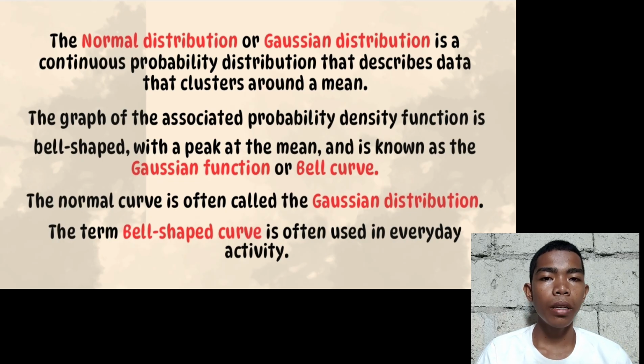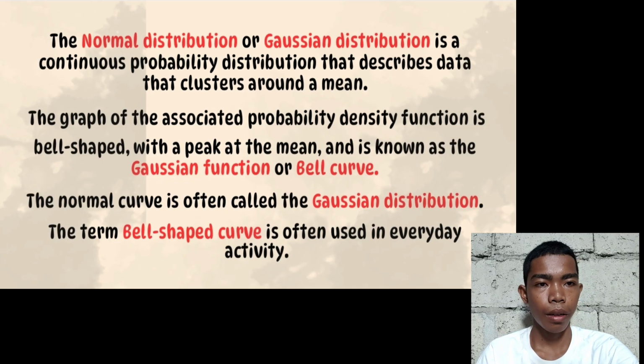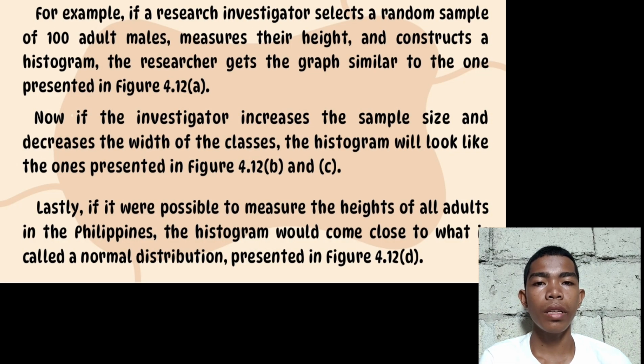So this curve is called the bell curve or Gaussian curve, and it helps us understand patterns in things like test scores, heights, or measurement errors, where most of our results are near the average and only a few are very high or very low. For example, if a research investigator selects a random sample of 100 adult males, measures their height, and constructs a histogram, the researcher gets a graph similar to the one presented in figure 4.12a. Now if the investigator increases the sample size and decreases the width of the classes, the histogram will look like the ones presented in figure 4.12b and c.